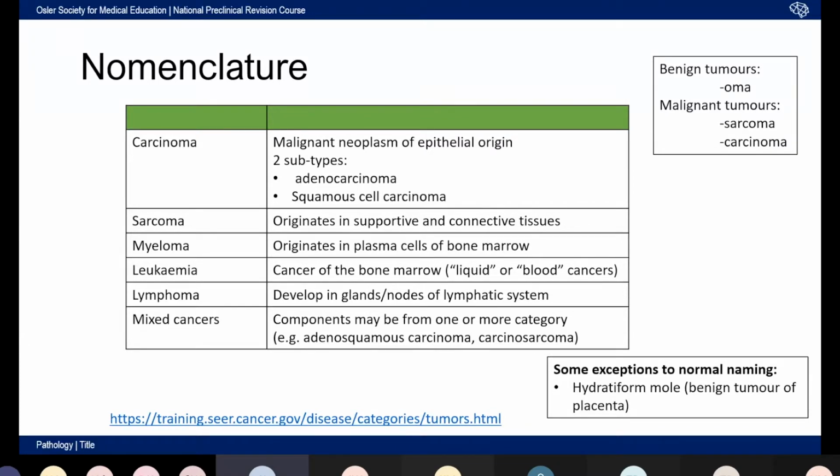But yeah, there are hundreds of different cancers, but these are grouped into 6 major categories. So you've got carcinoma, which is of epithelial origin, sarcoma, which is supportive and connective tissues, myeloma, which originates in plasma cells of the bone marrow, leukemia, which is bone marrow, lymphoma, which is the lymphatic system. And then you can also have mixed cancers, which are a mixture of these tissues. And this link at the bottom is just if you want any more detail on these cancers and their names.